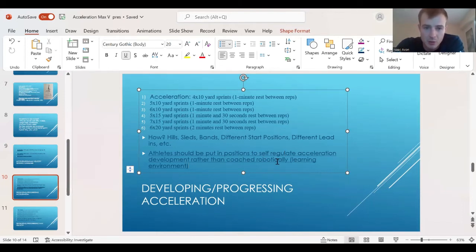Athletes should be put in positions to self-regulate acceleration development rather than being coached in a robotic learning environment. I think that if we put them in certain drills and give them certain things, like a sled to work on that delayed hip and knee extension, or a hill to work on what that torso and chin angle looks like, or different starting positions to work on projection, rather than us sitting there and talking them through drills, that is going to be way better.